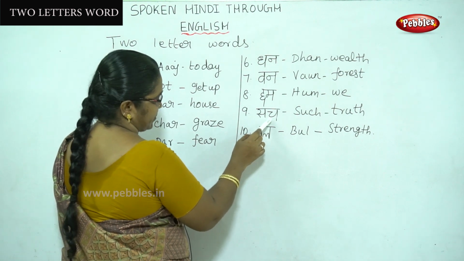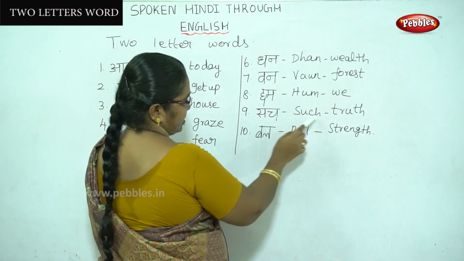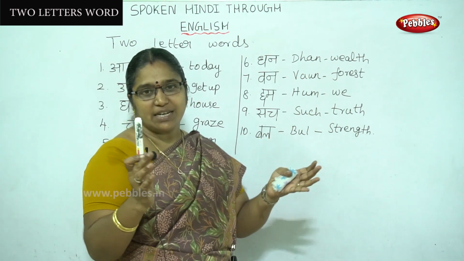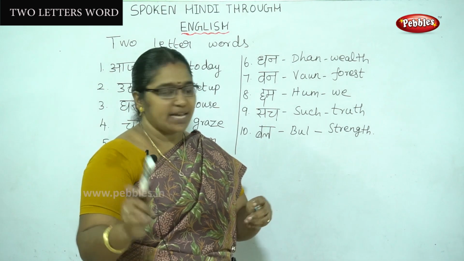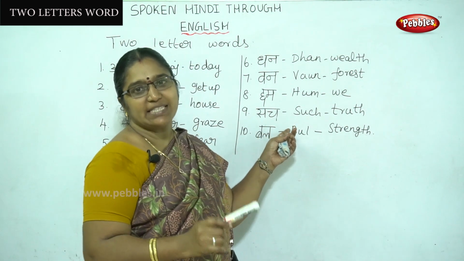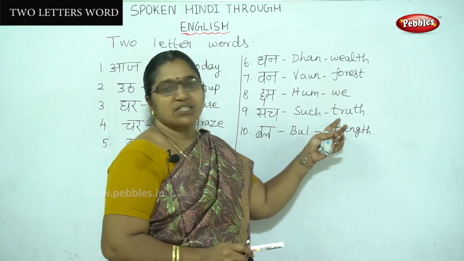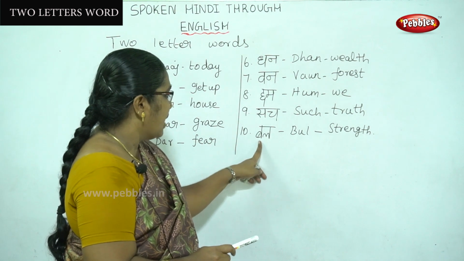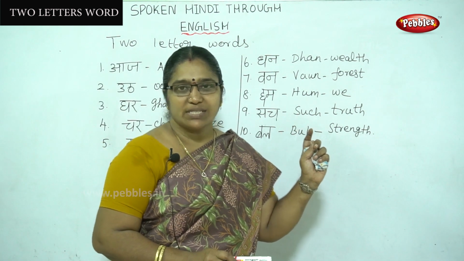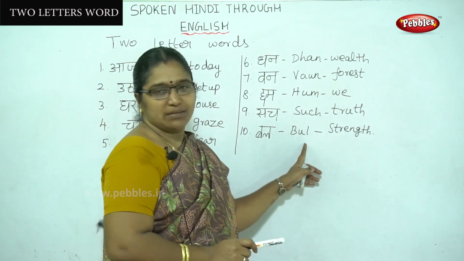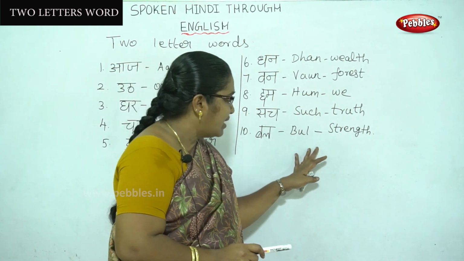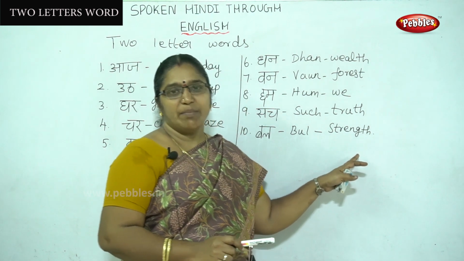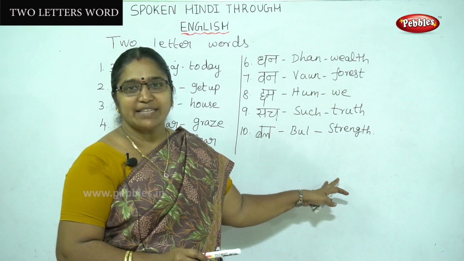The next one is such. Such means truth. The meaning is truth. Split it as letters, then such. We have to pronounce it as such. Such means truth. Then the next one is ba-la, bal. Bal means strength. Balwan means the strengthened man.